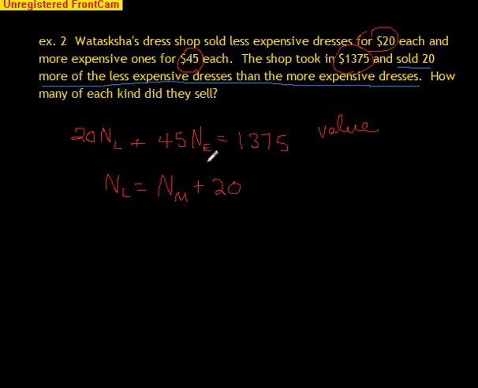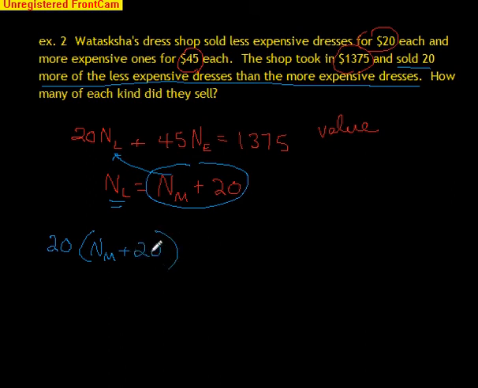Now instead of this being an elimination, since it's already solved for one of these, we may as well just substitute. Instead of the number of less expensive, this variable right here, we're going to substitute what NL equals. We're going to put that back up there. So we're going to have 20 times the number of more expensive plus 20, plus 45 times the number of expensive dresses equals 1375.